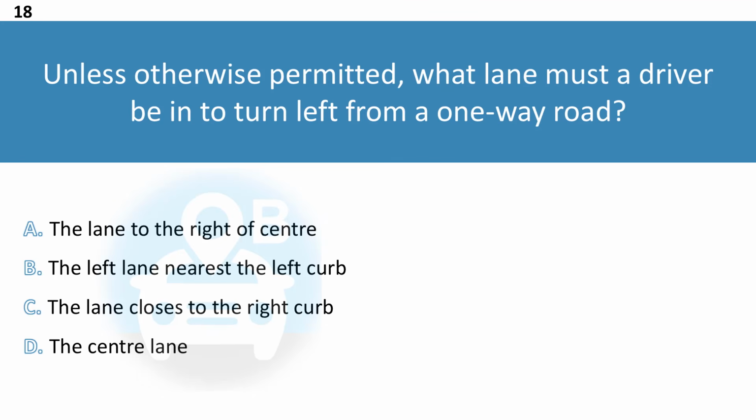Unless otherwise permitted, what lane must a driver be in to turn left from a one-way road? A. The lane to the right of center. B. The left lane nearest the left curb. C. The lane closest to the right curb. D. The center lane.